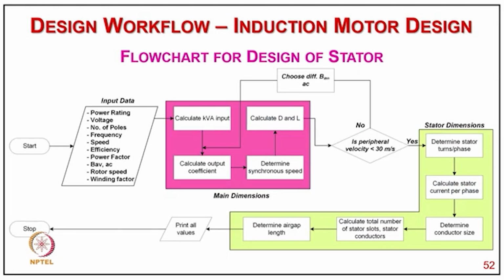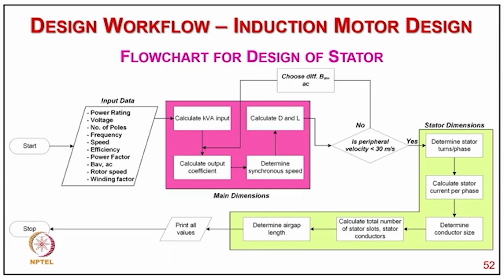So now, as an example, here is the flow chart for design of the stator. We start with input data like power rating, voltage, number of poles, frequency, speed, efficiency, power factor, average specific magnetic loading B average, specific electric loading ac, rotor speed, and winding factors. So we calculate kVA input, then we calculate the output coefficient, then determine the synchronous speed, followed by calculating D and L, and we check whether the peripheral speed is within the limit for which the machine is designed. If not, then we have to go for an iterative procedure to select some of the parameters, especially flux density and the specified electric loading and magnetic loading.